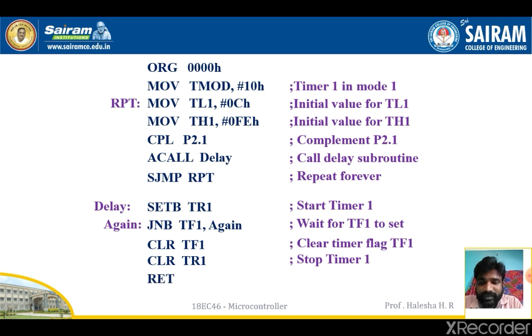And then return. Whenever the return instruction executes, it retrieves the return address which was loaded into the stack, into the program counter. Then execution starts from the instruction after the call, which here is SJMP repeat. So it goes to repeat, reloads the value, complements P2.1, and calls the delay. It provides the 0.5 millisecond delay, then comes back to the next instruction, which is just SJMP repeat, and it keeps on repeating.